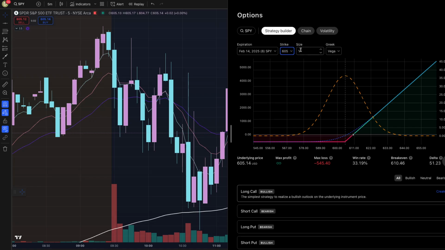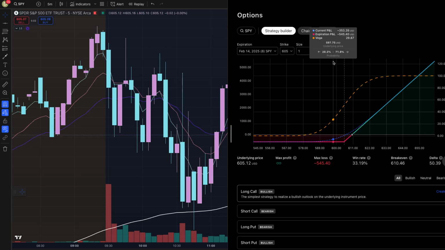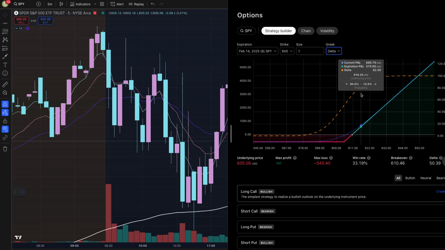Size is 1, so that's how many options we're going to buy. So in this case, we're going to buy 1 option. And then the Greek is always going to be shown in this orange here, and the Greek allows you to choose what you want to be told. So if you look through the Greeks, we have delta, gamma, rho, theta, vega. So delta is going to be our most basic, because delta measures the underlying move, which basically tells us how much our option is going to move, right?